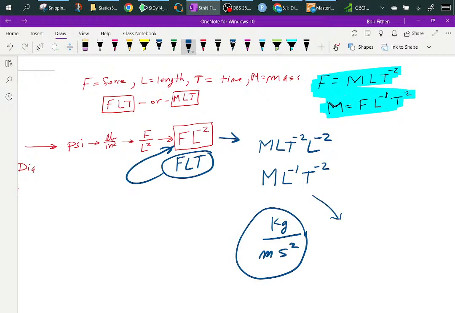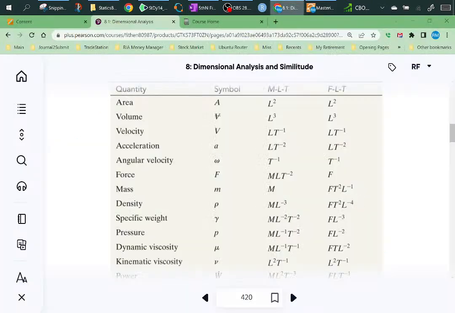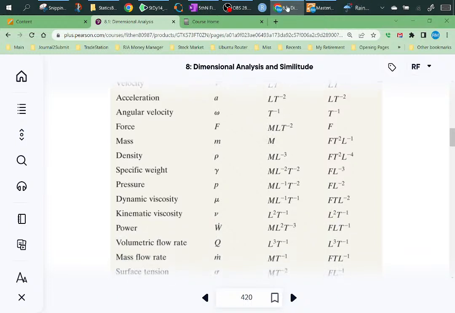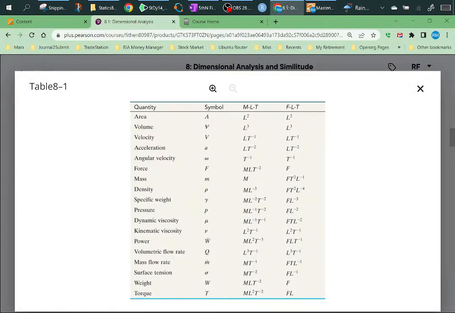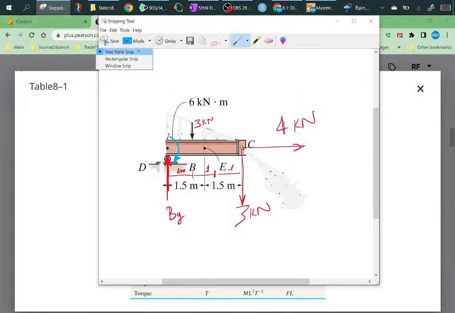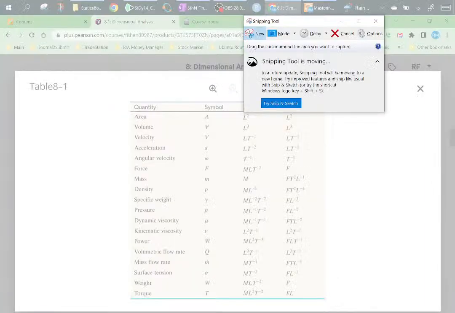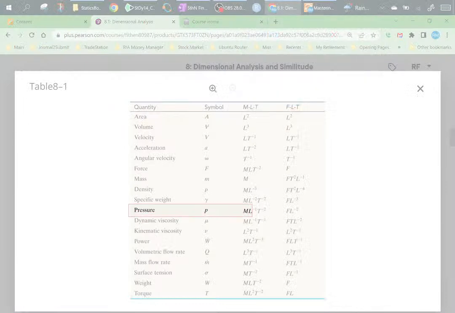Or it could be a slug, unit of mass, per foot second squared. But if you look back at his book, you'll find pressure. You see pressure? Here's pressure. When you look at that right there, that's it: M, L to the minus 1. I think I can do this rectangular grab there. So there's your pressure right there.